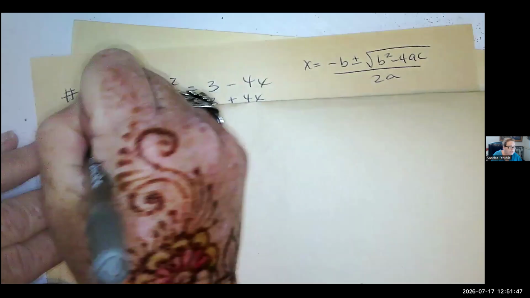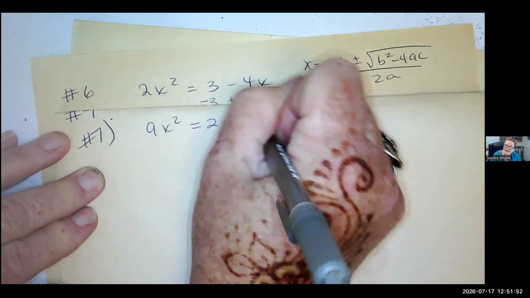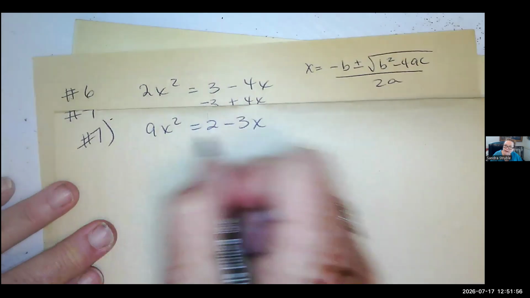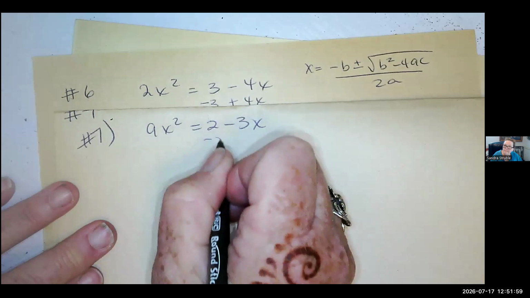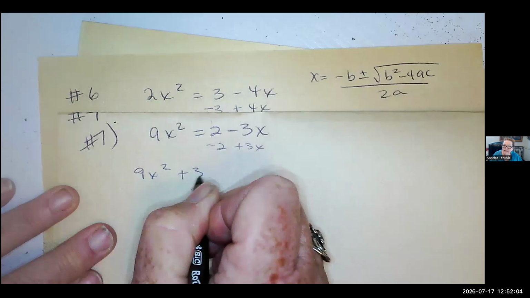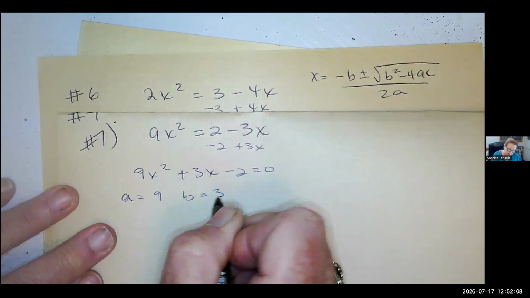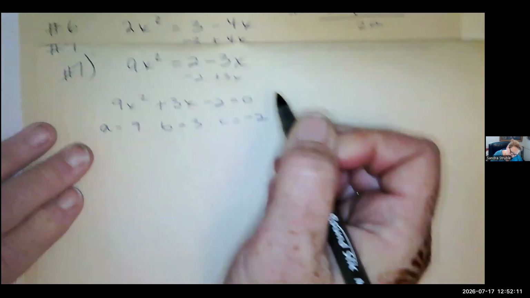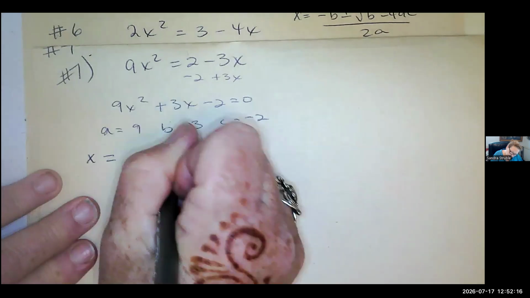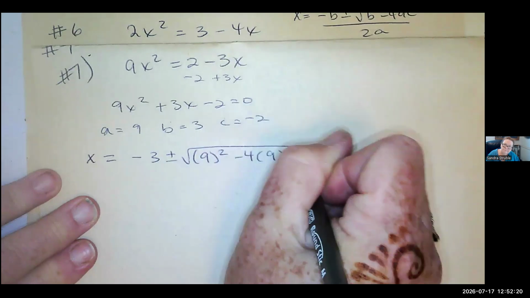9x squared equals 2 minus 3x. All right, I'm going to use the quadratic here, but first I need to get everything on the same side with it equal to 0. So I'm going to subtract 2 and add 3x to both sides. Put them in order so I can see my A is 9, my B is 3, my C is -2. Now it's just plug and chug. X equals -b plus or minus the square root of b squared minus 4ac, all of that over 2 times a.